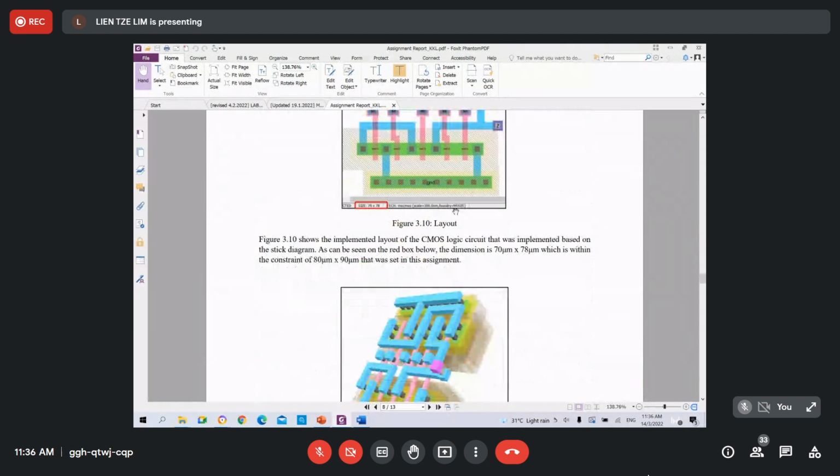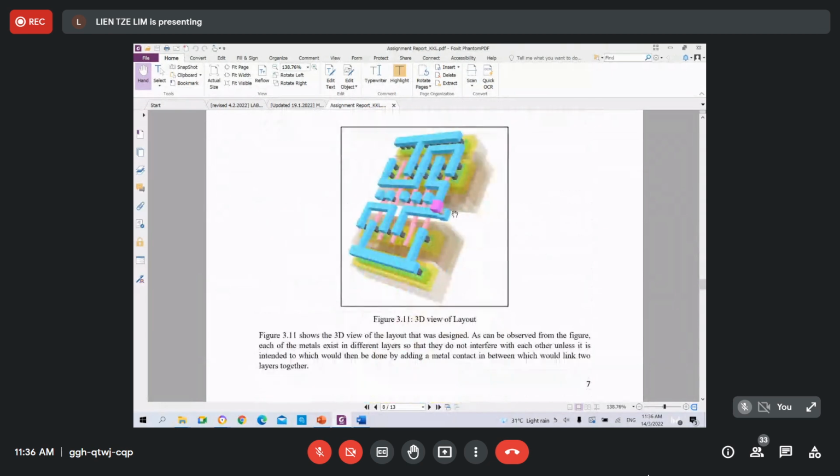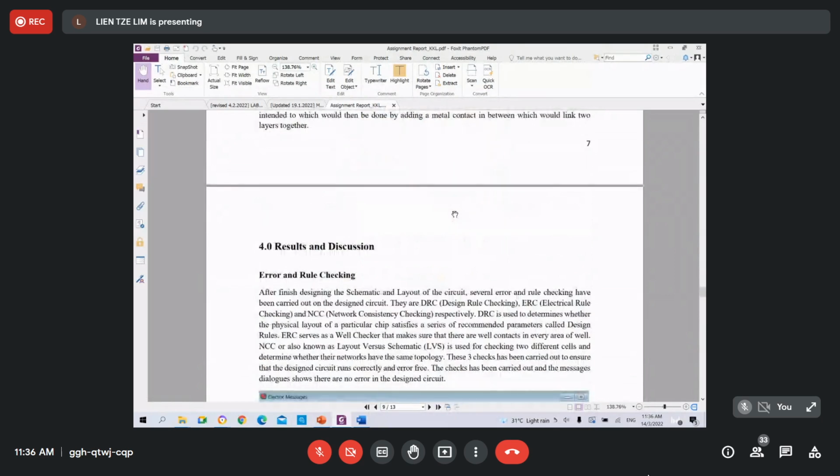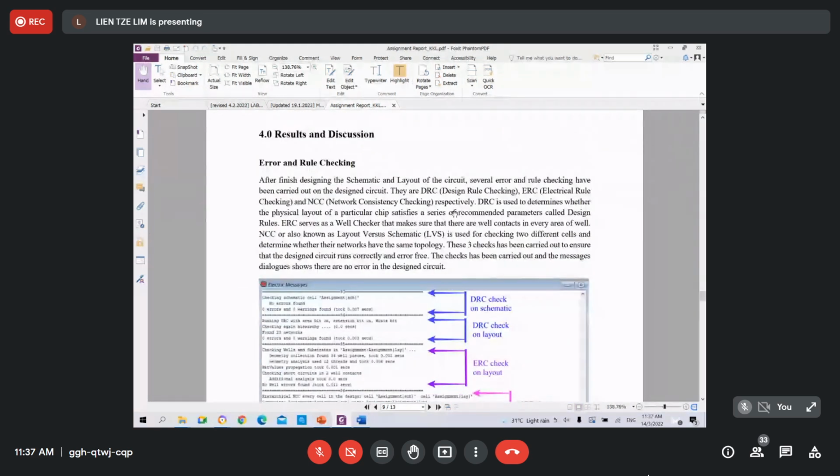This is the layout and this is the 3D view of the layout. So that is the idea of what to put for the design methodology. There is the content. All this you learned before, so it's not difficult if you want to do the first task. The first task should be okay for all of you.